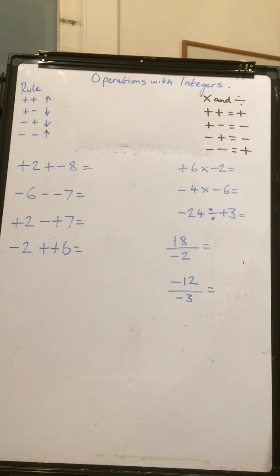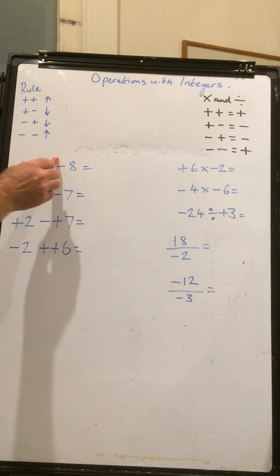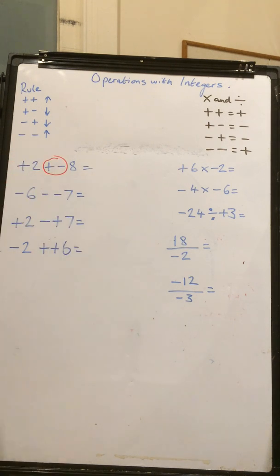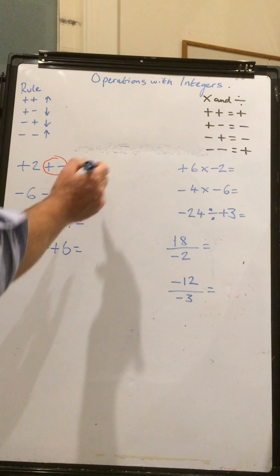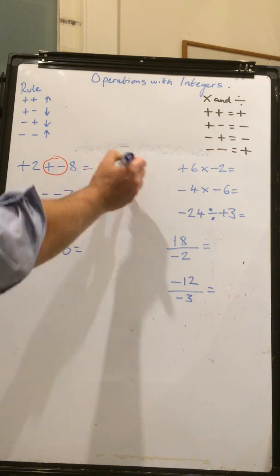So if we have a look at this question, we've got positive 2 plus negative 8. So we are adding a negative. If we add a negative, we're going down. So we start at positive 2 and we go down 8 places. So the answer is going to be negative 6.